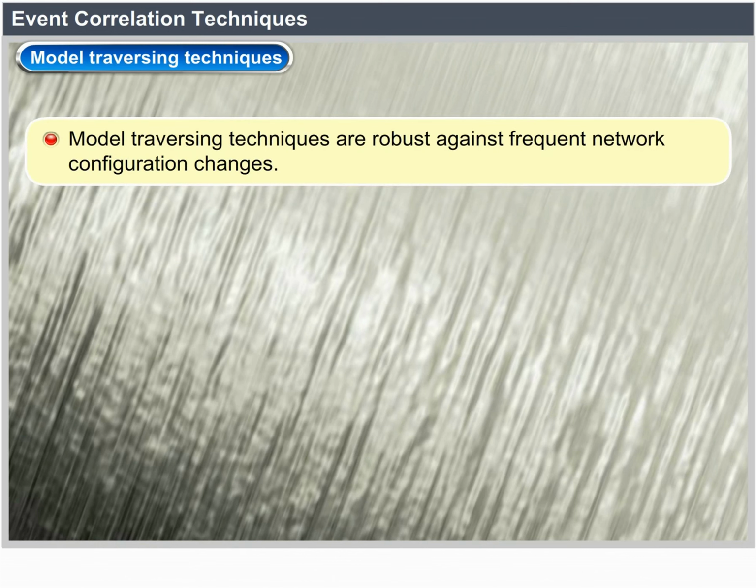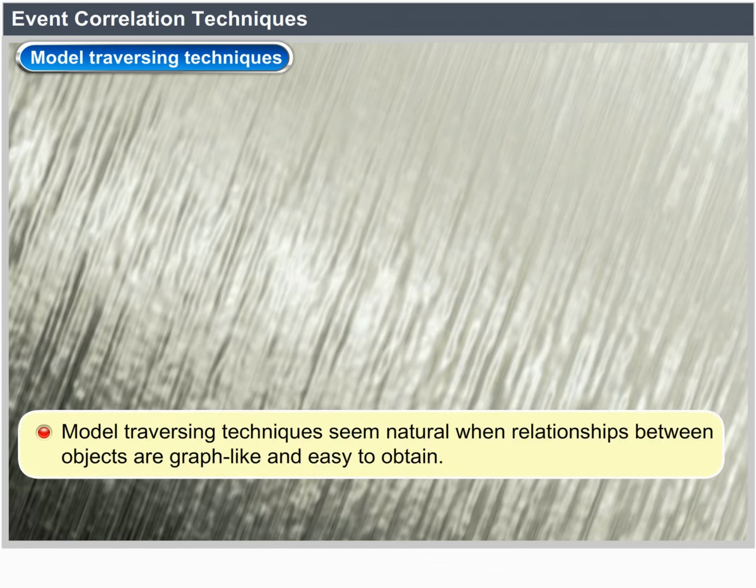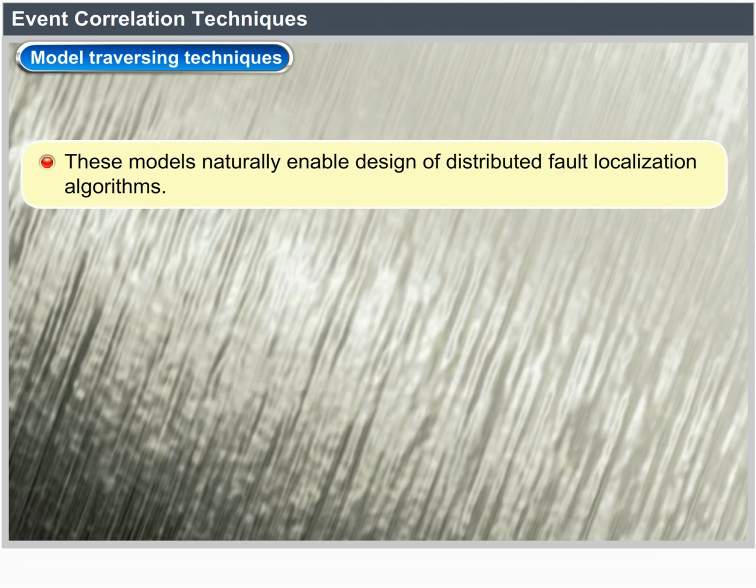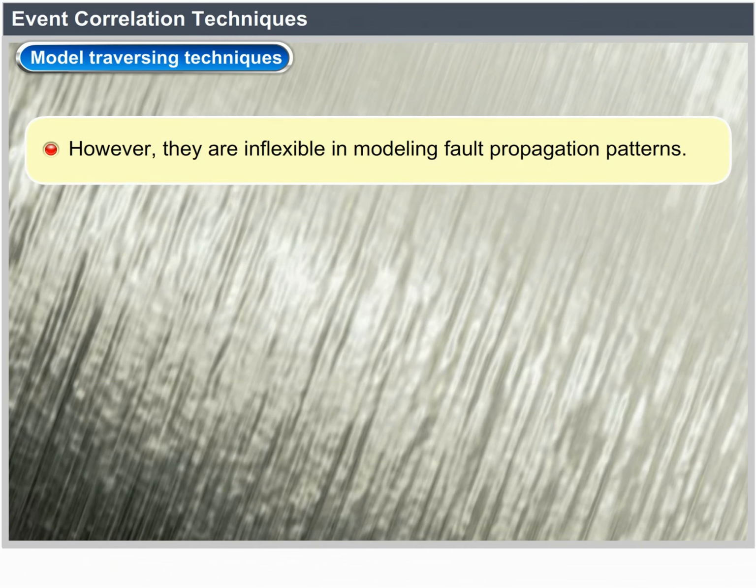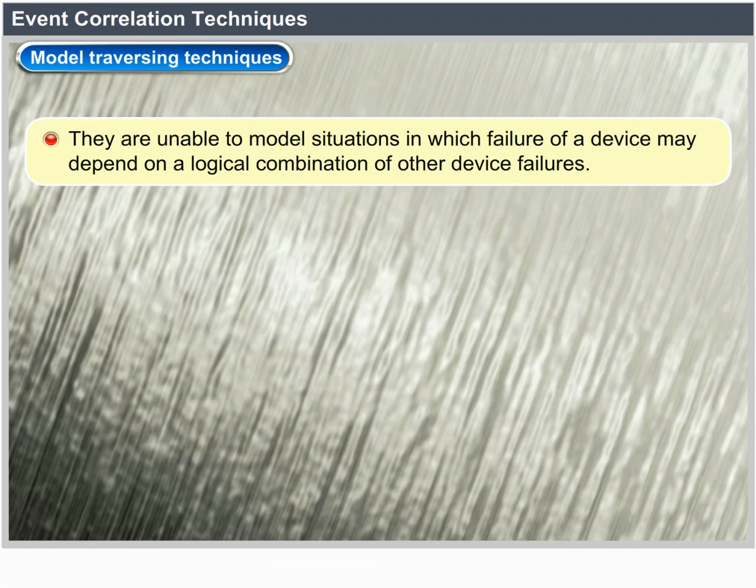Model traversing techniques are robust against frequent network configuration changes. They are particularly attractive when automatic testing of a managed object may be done as a part of the fault localization process. Model traversing techniques seem natural when the relationships between objects are graph-like and easy to obtain. These models naturally enable the design of distributed fault localization algorithms. However, they are inflexible in modeling fault propagation patterns. They are unable to model situations in which failure of a device may depend on a logical combination of other device failures.